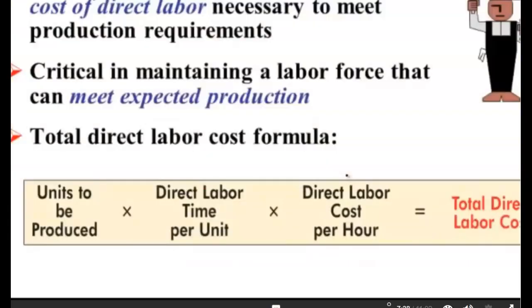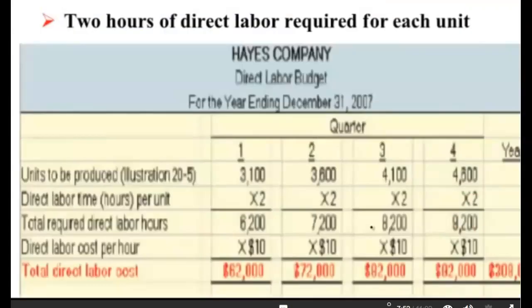The direct labor budget is straightforward. The production manager tells us the units to be produced. We're told the time to produce one unit and the cost, and we get the total labor cost. So the production manager is going to produce 3,100 in the first quarter. It's going to take 2 hours to produce each one, so it's going to take 6,200 hours, and the cost is $10 per hour. So the total cost for direct labor is 62,000, and so on. We just use the production budget. We don't inventory labor, so we don't have to worry about it.